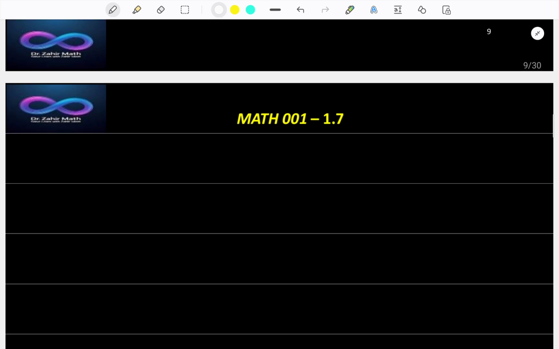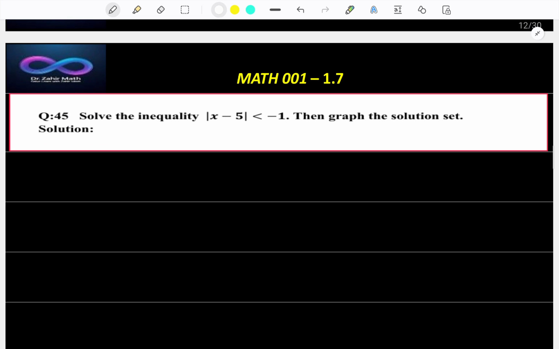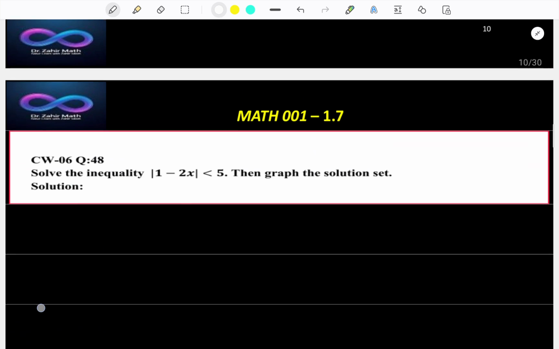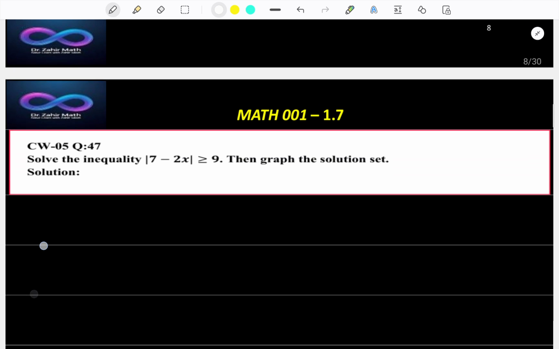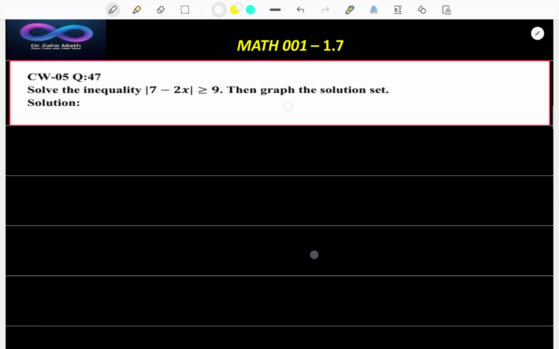Now absolute value is coming. So keep absolute value in your mind. You will find it normally a little bit difficult. So we have 3 questions for absolute value, I think 3 or 4, I'm not sure. So let us do these 3 questions first. Right. Solve the inequality, and then graph. So I'm going to give a rule. Keep it in your mind.